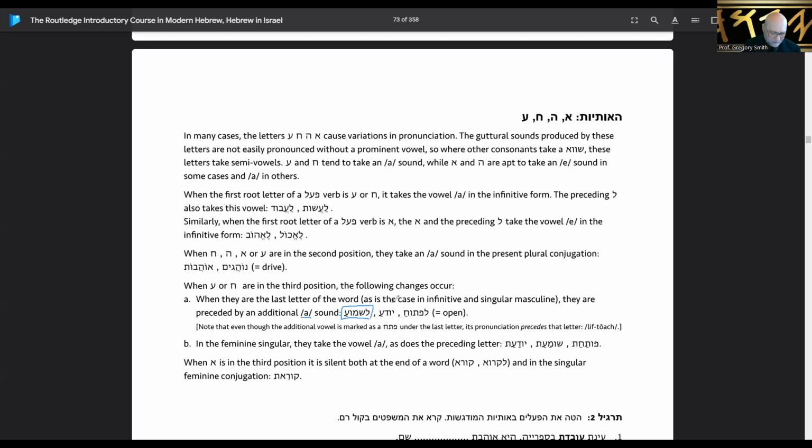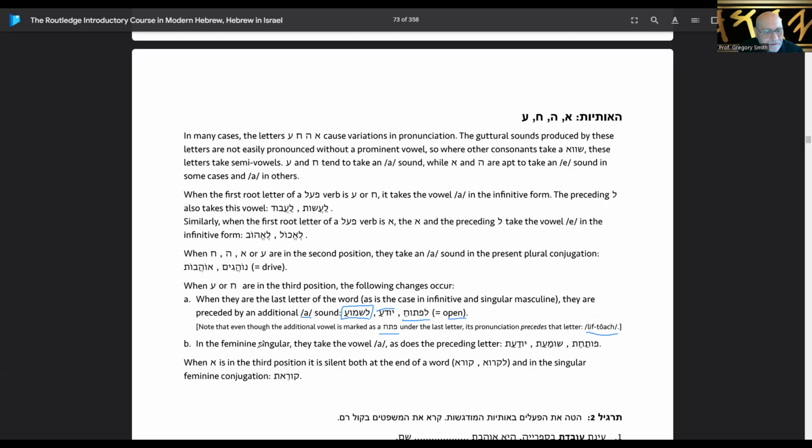And then yodea has to do with something like to know. יודע. Yeah, okay, so that has to do with know. Now this comes from patach, which means to open. I bet you it's leptoch. Yeah. לפתוח. Oh, it's lifto'ach. Lifto'ach, to open. Note that even though the additional vowel is marked patach under the last letter, its pronunciation precedes that letter. So there it is, lifto'ach.